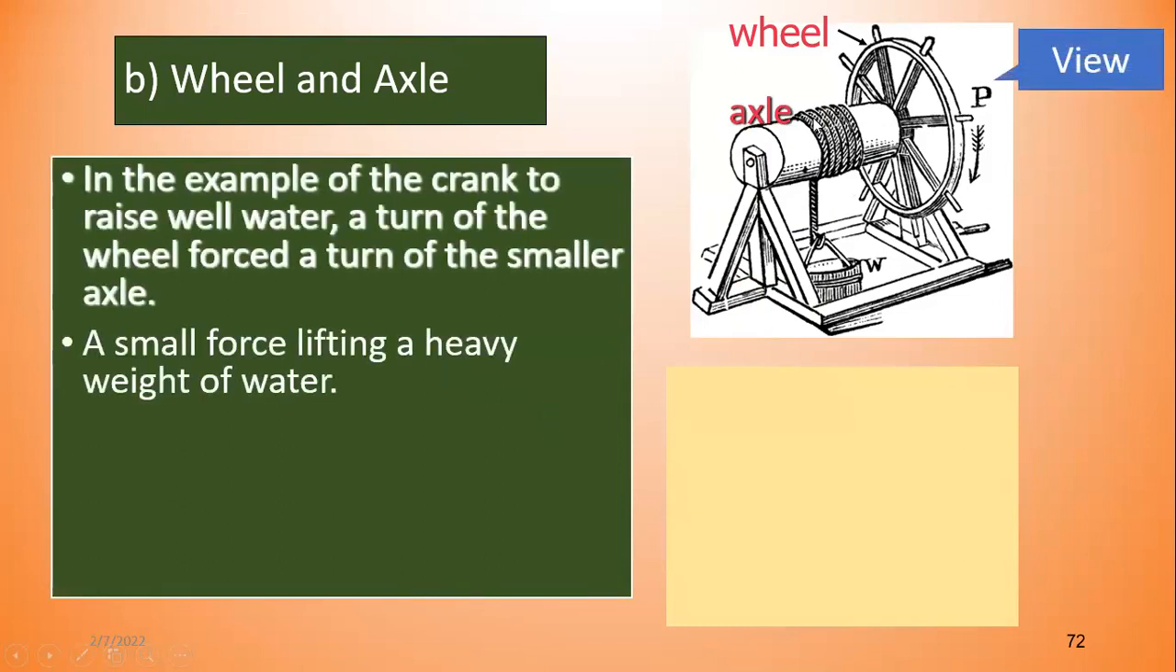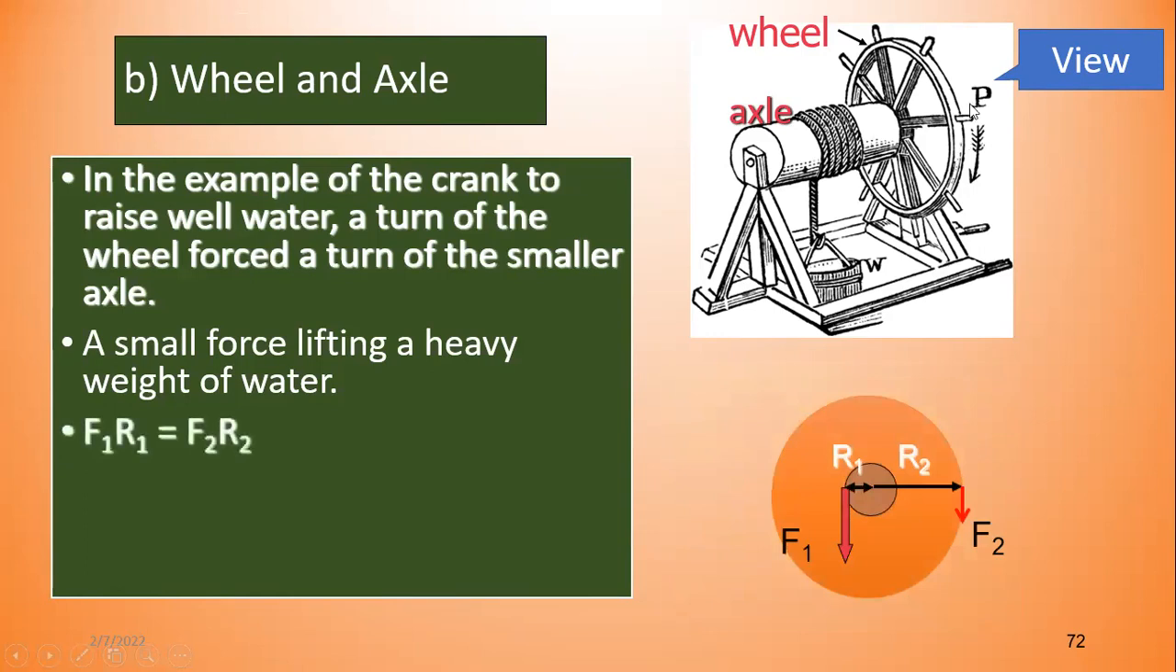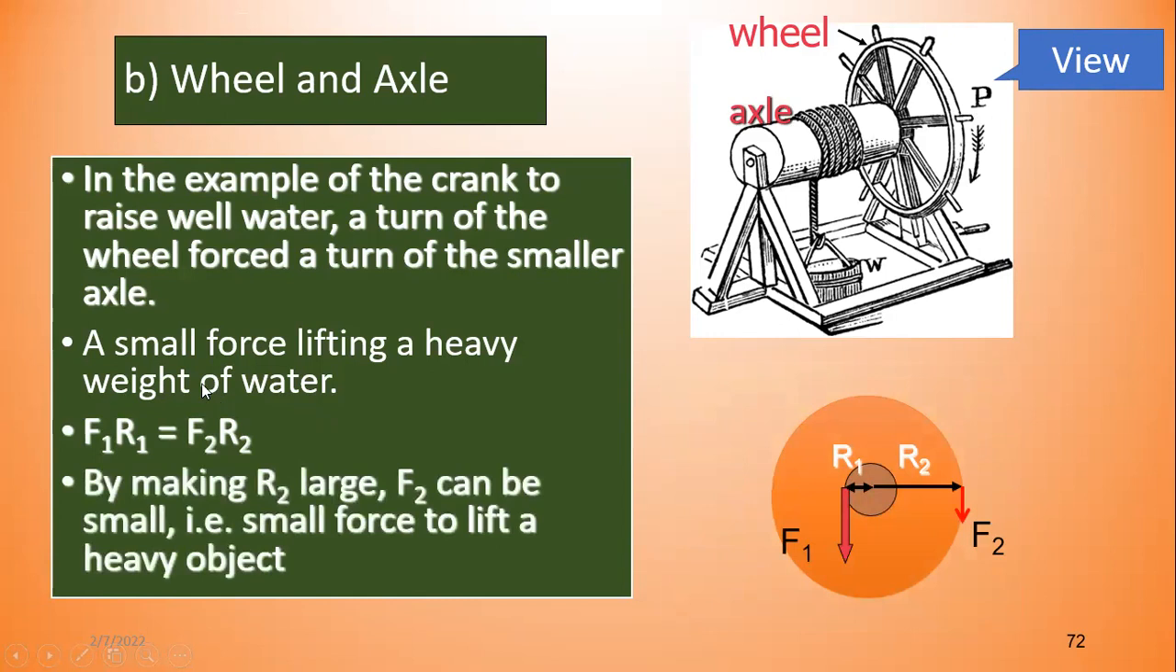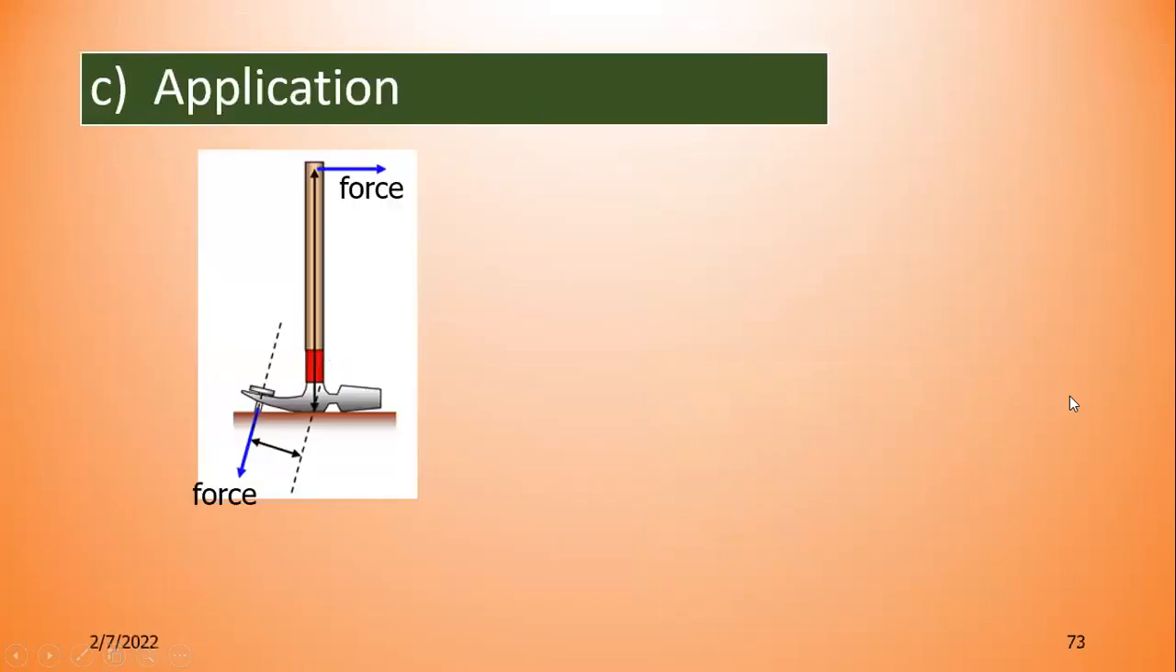There's your wheel, there's your axle, there's your rope there, and then there's your well, with water below. Instead of lifting up the water physically, which needs a lot of force, we use this wheel. We use clockwise moment and anti-clockwise moment. The wheel has a bigger radius R2, the axle a smaller radius R1. So we just apply a small force here at a large distance R2.